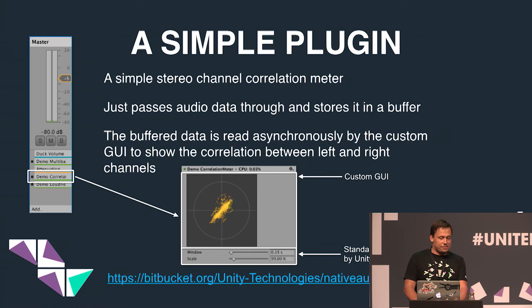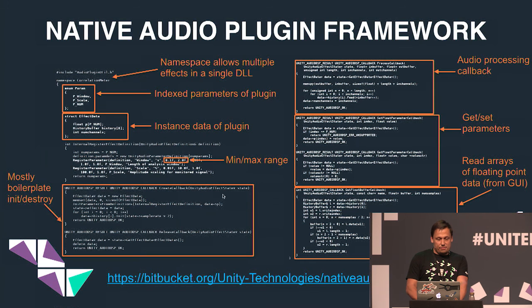There's a lot of plugins included with full source code to get you started. So just take it and play with it and just try to change things. A simple plugin is this correlation meter, which just shows you the correlation between left and right channels. I'm not going to go into this, but as said, you can download the presentation.